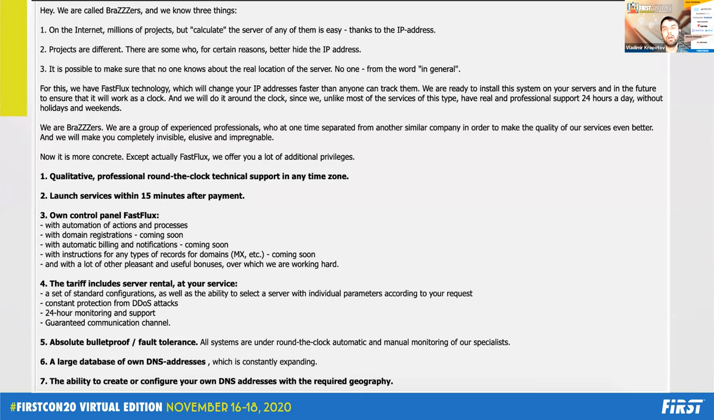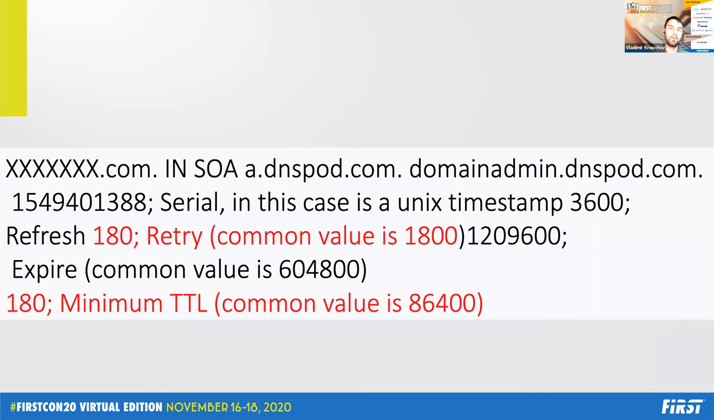So how to spot FastFlux? Some of the indicators are visible in DNS records. Some timeouts are much shorter than the default value, for example, a refresh timeout could be just several minutes. This is often a sign of FastFlux, but sometimes legitimate big websites use the same strategy for load balancing.